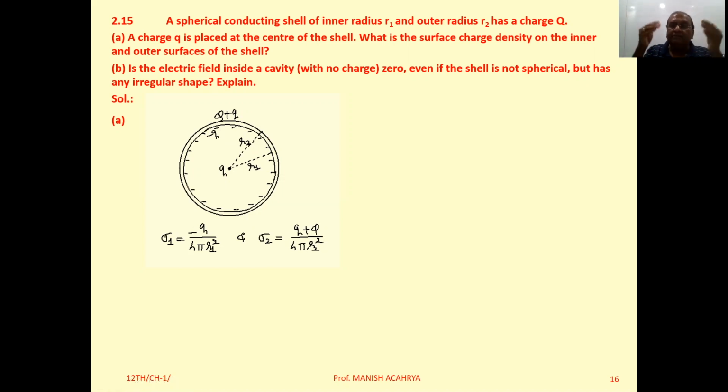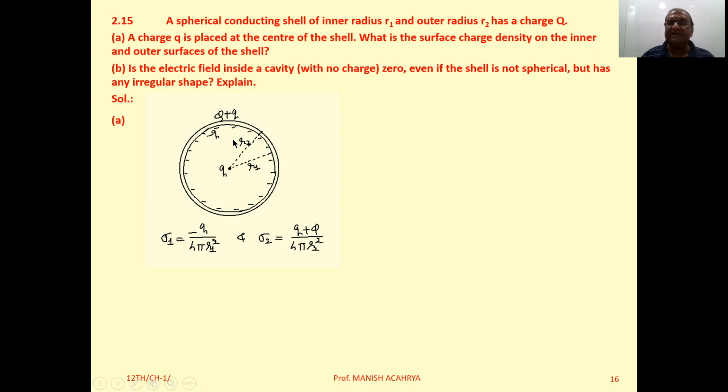Now, if minus q amount of charge is accumulated on the inner surface, then the same amount of positive charge will be free on the outer surface. It implies that now resultantly the situation will be like this. On the outer shell, the total amount of charge will be capital Q plus small q, and at the surface of the inner shell, the total amount of charge is minus q.